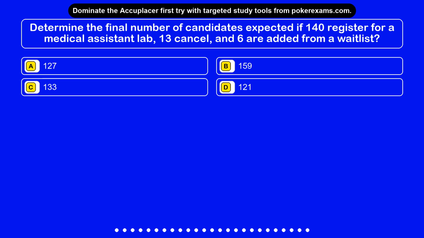Question 1. Determine the final number of candidates expected if 140 register for a medical assistant lab, 13 cancel, and 6 are added from a waitlist. Option A, 127. Option B, 159. Option C, 133. Option D, 121.